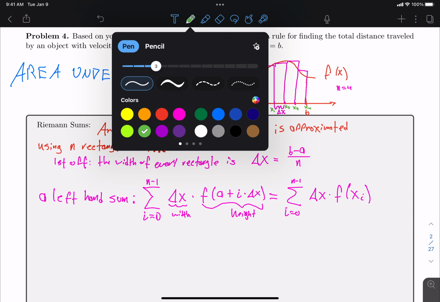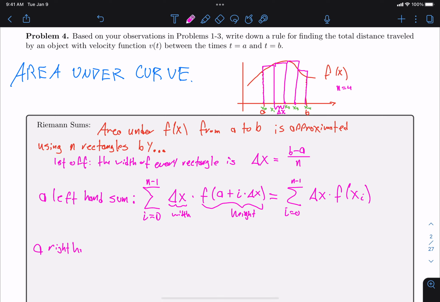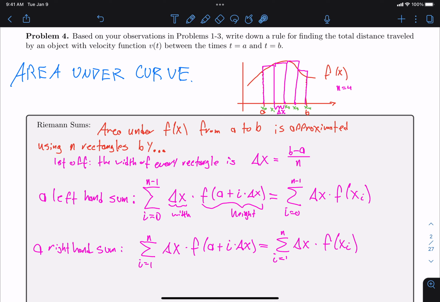Okay, for a right-hand sum, it's going to be similar, except we're going to do the sum not from i equals 0 to n minus 1. We're going to go from i equals 1 to n of delta x times f of (a plus i times delta x), which of course is the same as the sum from i equals 1 to n of delta x times f of x_i. So the difference here is that the height of each rectangle is taken to be the height of the function on the right side of each interval. So we use these heights to determine the height of the rectangle. So that's x1, x2, x3, x4. So we have 5 points. We need to use 4 of them. It's either the 4 on the left or the 4 on the right, which we're using for either a left-hand sum or a right-hand sum.